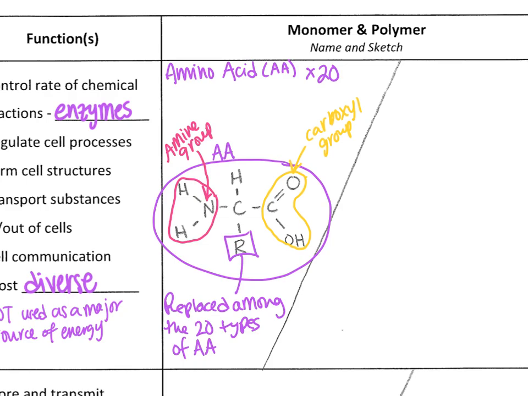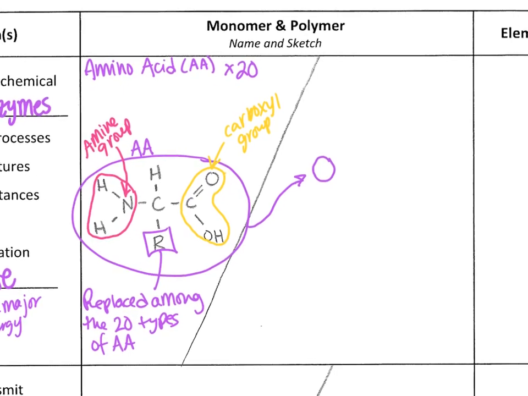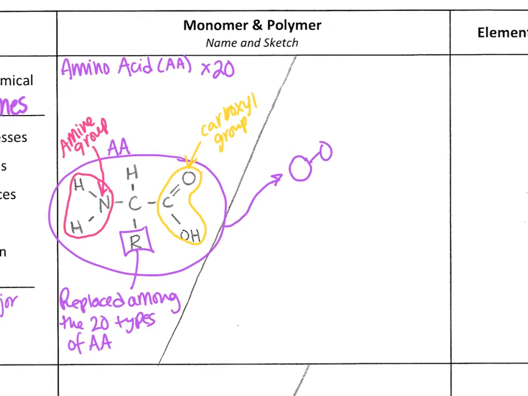Now, these amino acids can bond together and form really long chains. So imagine we took this amino acid, and we zoomed out and drew it as just a small circle. If we were to bond that small circle to another amino acid and then to another amino acid and so on and so forth in these long complex chains of the 20 different types of amino acids, this is what forms what we call our protein.